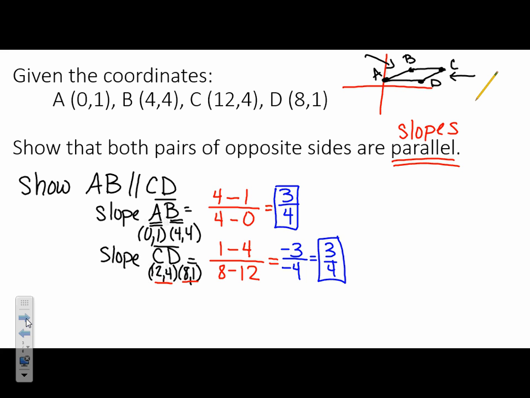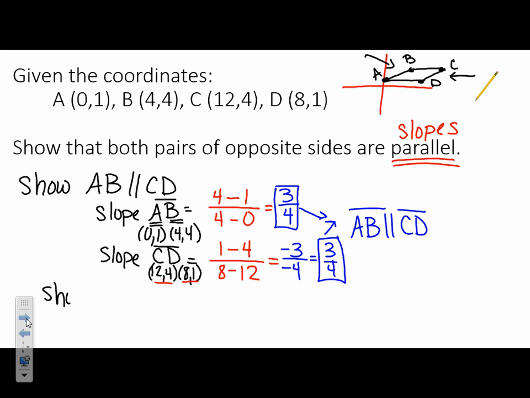Yes, we can certainly say that AB is parallel to CD. I know that because I'm seeing that those two slopes are in fact equal to each other. Now that only shows that AB is parallel to CD. What about the top and the bottom of our parallelogram there? We have to do the same thing. So we have to do the slope from B to C and A to D.